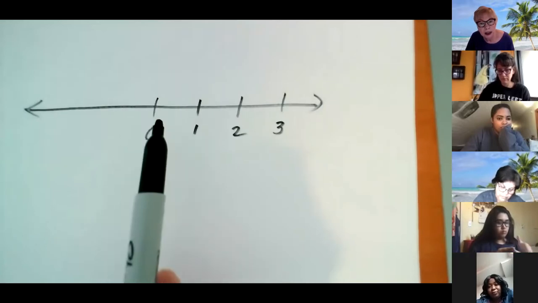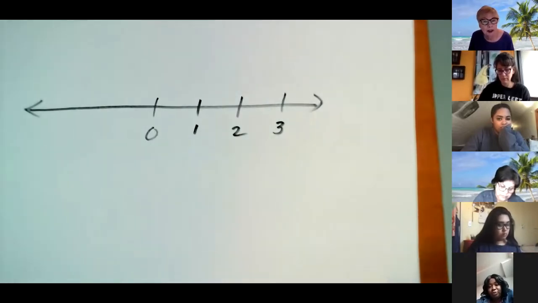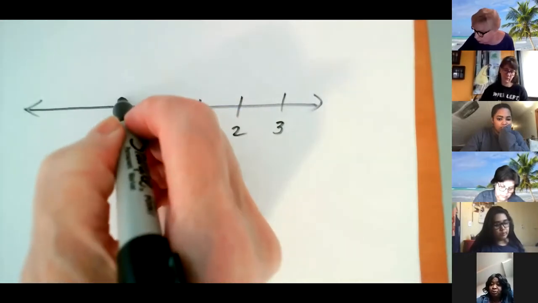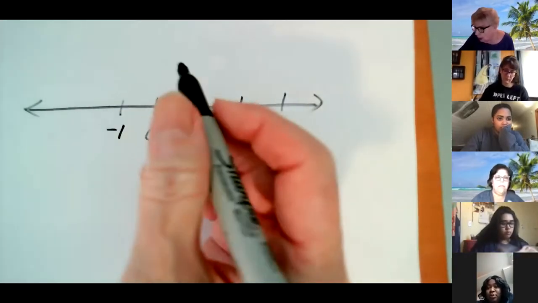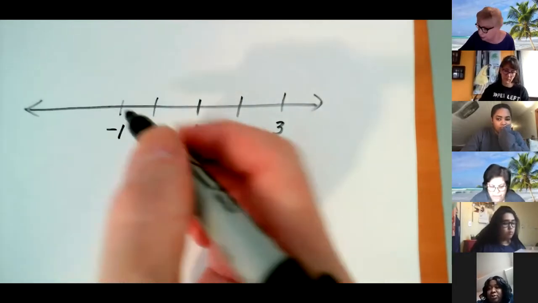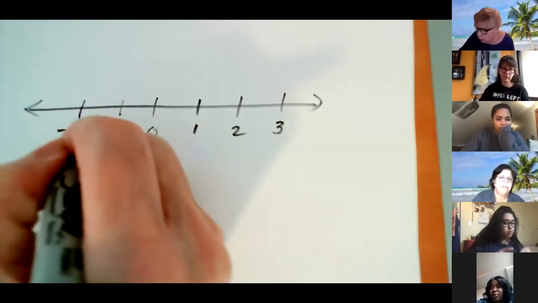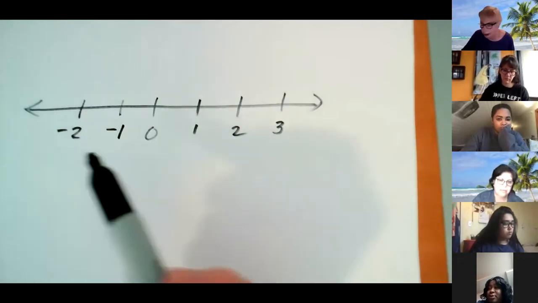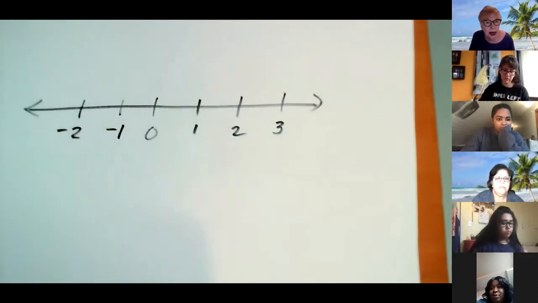Nevertheless, so if this is 0, eventually we have to say, well, could something go negative? And the answer is, of course it could. So if you go to the left, it would be -1 and -2 and so on. And again, there's an arrow to indicate you could keep going as far as you need to go.